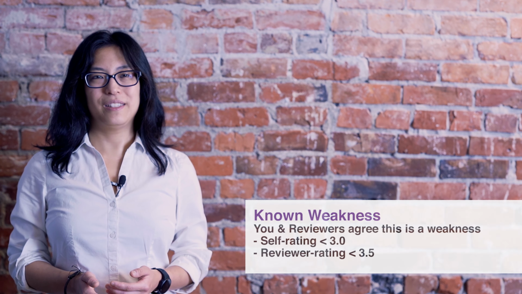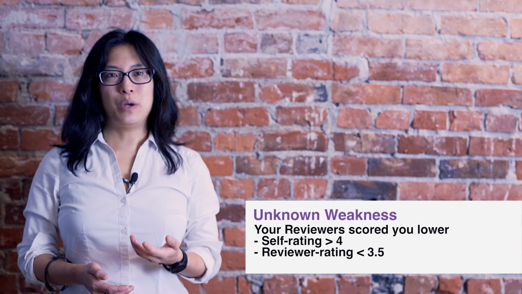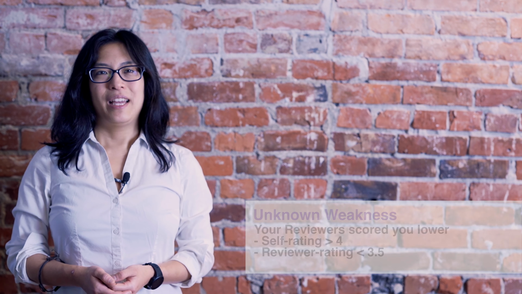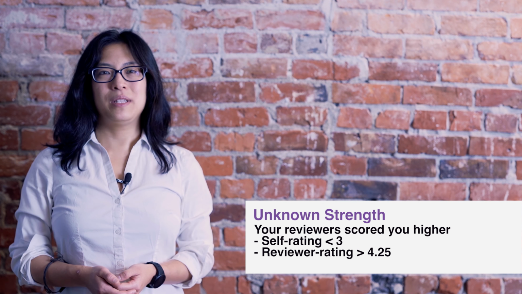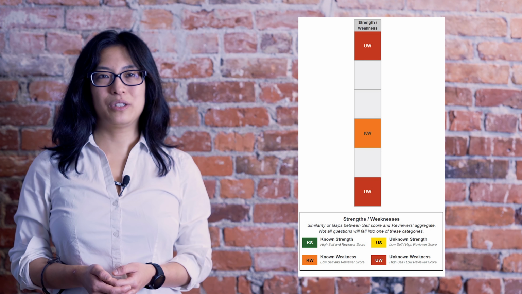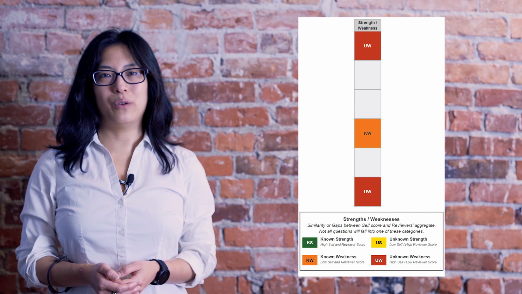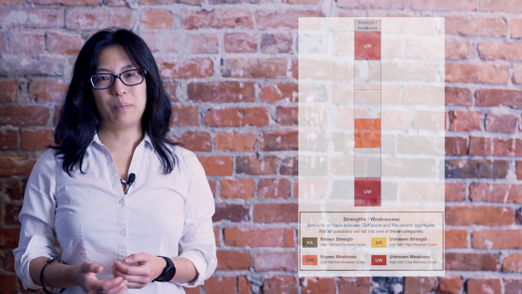A known weakness means that you and your reviewers scored this behavior at a 3 or below and 3.5 or below, respectively. If something is an unknown weakness, it means that you scored yourself high, but your reviewers gave you a lower score. And if something is an unknown strength, it means that you gave yourself a lower score compared to your reviewers. Since strengths/weaknesses are based on the interaction of your self-scores and your reviewer scores of you, not every question score will fit into one of the 4 categories. These cells are left blank.